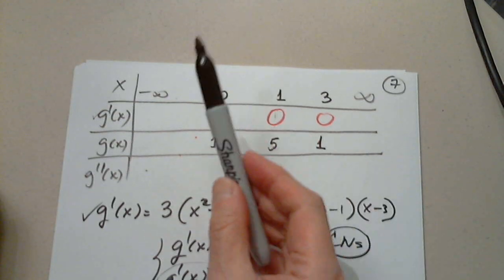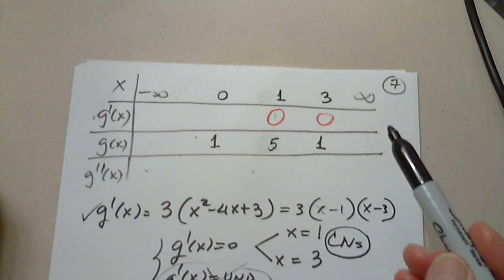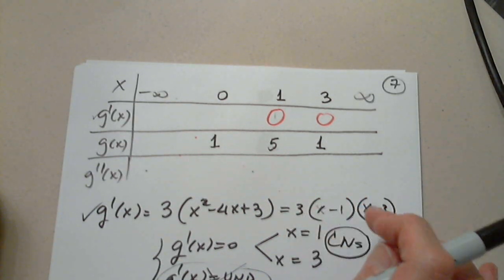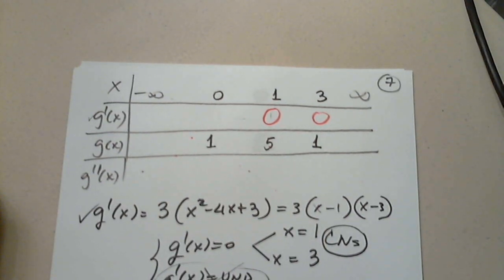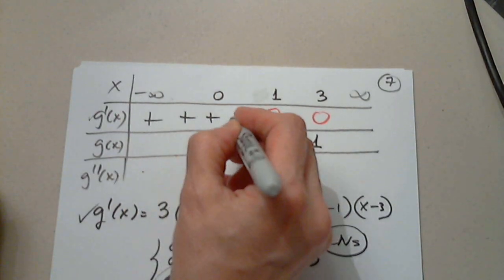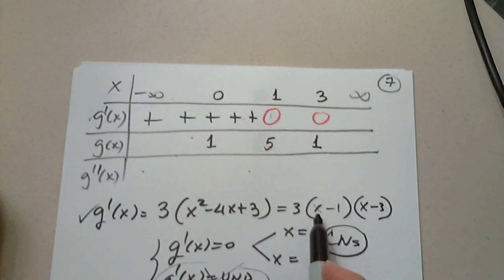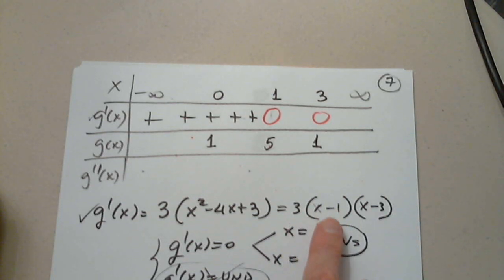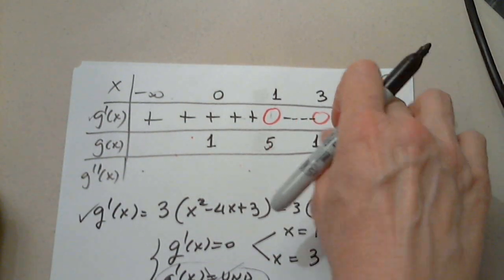So if I plug in negative 10 or 0, that's even easier. If I plug in 0, this is negative, this is negative. 3 times negative times negative. What is the sign here? Positive. Thank you so much. Careful now, we have to plug in 2. 2 minus 1, positive. 2 minus 3, negative. Positive times negative, so it's negative. Excellent. I'm going to plug in 10 to the right of 3.